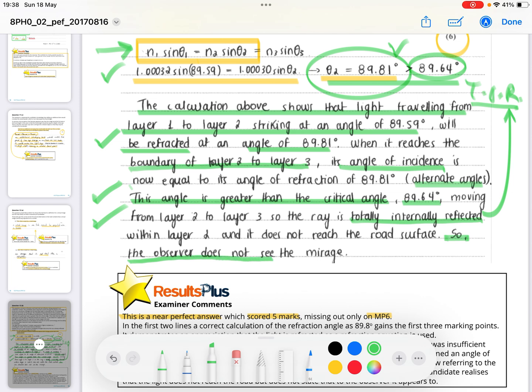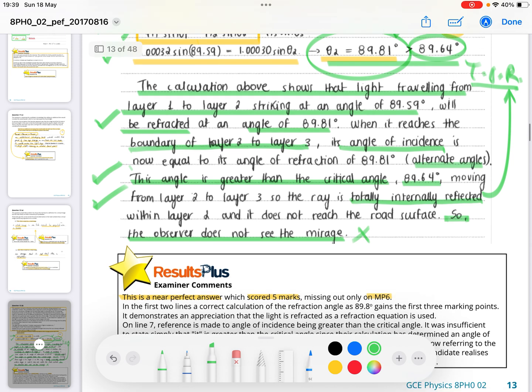The student said the observer does not see the mirage. Well, that's wrong. That's why he's got 5 marks. For the final mark, this is why the observer sees the mirage, because he sees reflected light at a certain angle as he's approaching the mirage from a certain distance away. He will see the light bouncing off the hot layer of air and coming towards him at that angle. So he will see the mirage. It appears to be coming from there and creates a virtual image. Obviously, it's not a real thing.